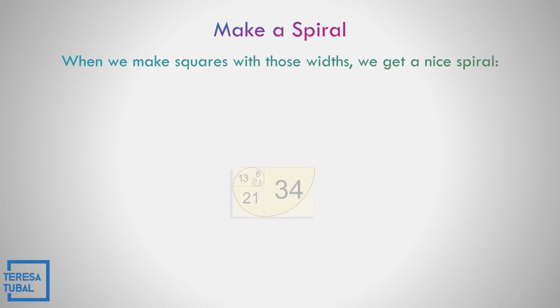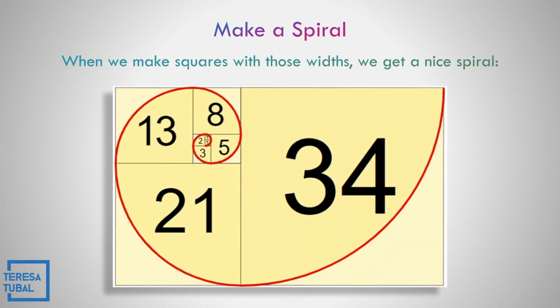Let us see in the diagram an example of the Fibonacci sequence. 1 plus 1 is 2, 2 plus 1 is 3, 3 plus 2 is 5, 5 plus 3 is 8, 8 plus 5 is 13, 13 plus 8 is 21, 21 plus 13 is 34. When we make squares with those widths, we get a nice spiral. These are examples of the spiral.